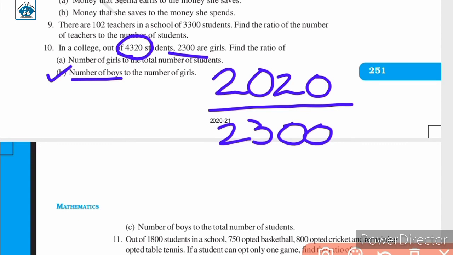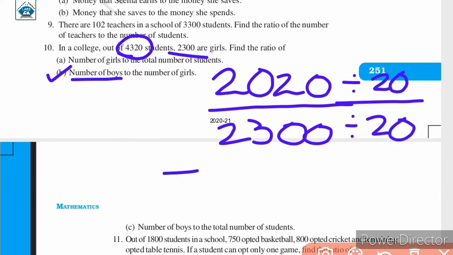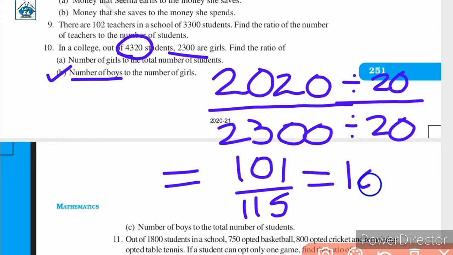So in this case also you can find that the highest common factor is 20. So when you divide the numerator and the denominator with the highest common factor, that is 20, you get the answer as 101 upon 115. So the required ratio will be 101 is to 115.